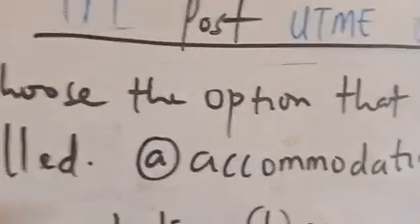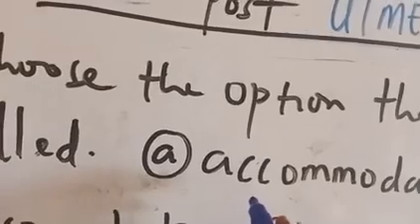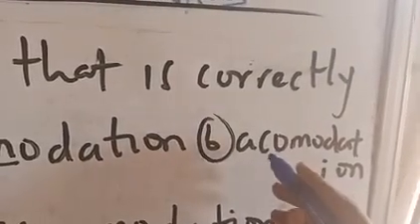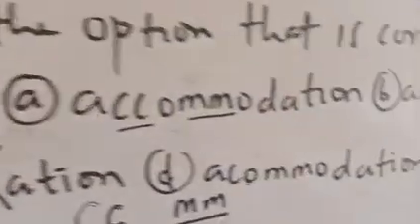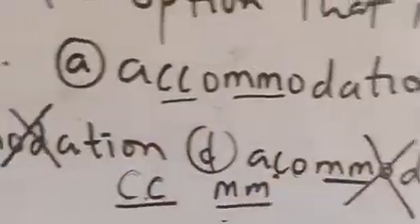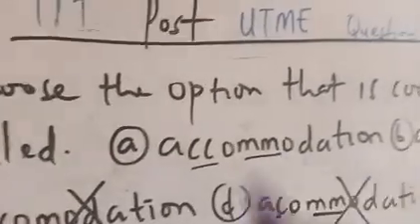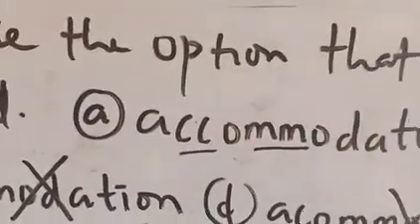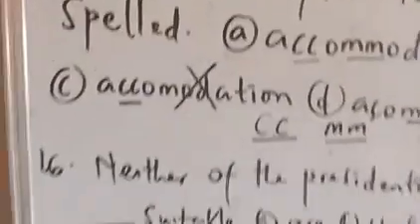So I'm looking for the one that has double C and double M, right? Because that's where it's confusing. So this one has double C, double M. Next one, only one C, one M, out. Only double C, one M, out. Only one C, double M, out. So in this kind of scenario, you cannot use the elimination method. You have to have a pattern first, so you remember how it should look. Okay, now number 16.